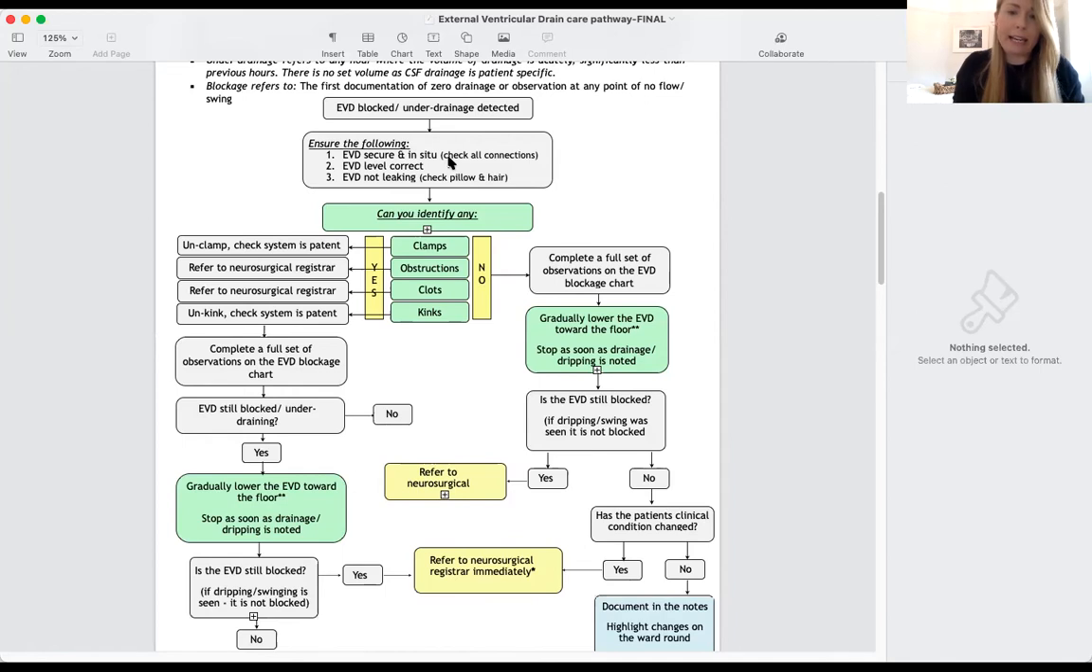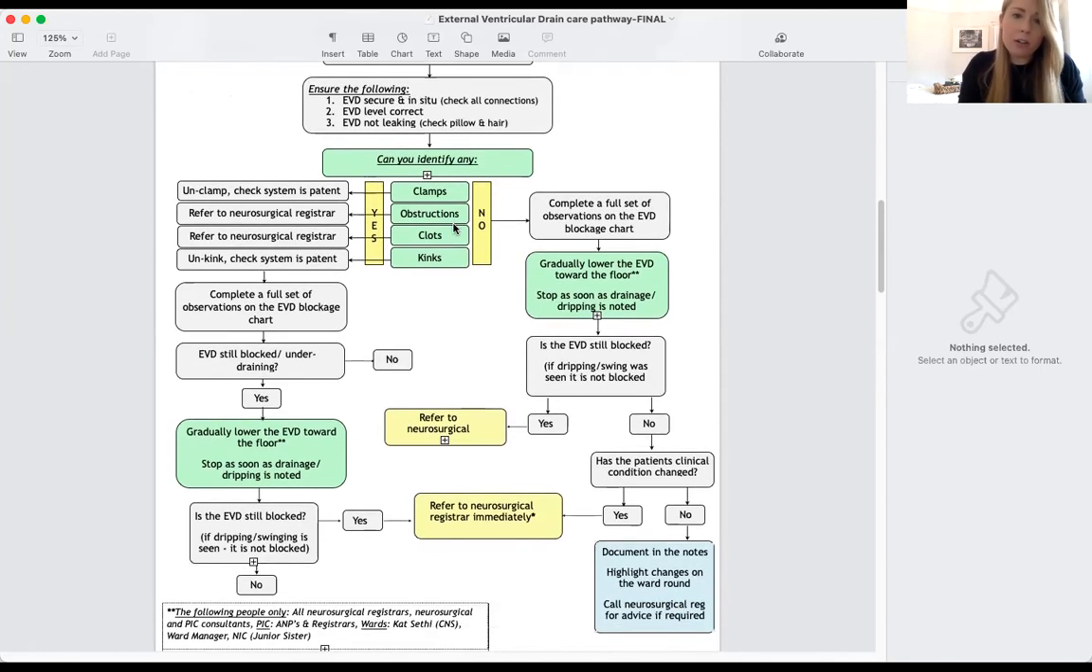But if it's not leaking, what you want to do is to have a look for any clamps, any obstructions, any clots or any kinks in the circuit. And if you find any of them, you need to alleviate that. So obviously if there's a clamp on, you need to undo it. If there's a tap turned, you need to turn the tap the right way. If the system's kinked over or trapped in the side of the bed, you need to alleviate that problem. But some of the things like clots or debris obstructions within the circuit, we won't be able to alleviate, and we will need to escalate to a neurosurgeon because as bedside clinicians, we don't access this circuit at all.